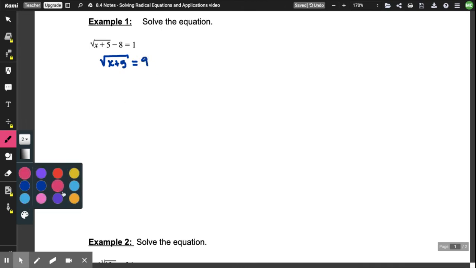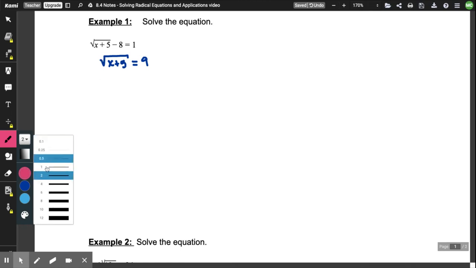Now that the radical is isolated, I have to raise each side of the equation to an appropriate exponent that would cause the radical to disappear. Now this one is a square root, which means it has an index number of 2. So to undo that, I would raise to the second power.